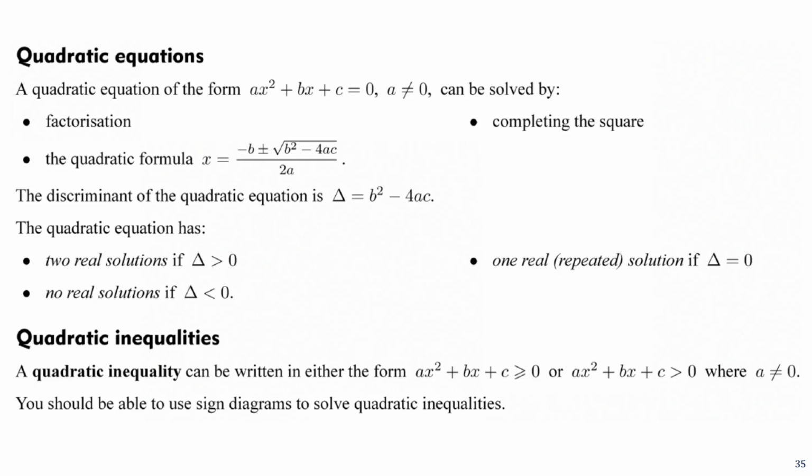And discriminant of the quadratic equation is delta equals b squared minus 4ac. And you can also solve quadratic inequalities in either the form ax squared plus bx plus c greater than or equal to 0, or ax squared plus bx plus c is greater than 0, where a is not 0. Usually you can sketch a graph of this function and find the interval that will satisfy this inequality, right? Or if you don't want to use a sketch of graph, you could also use sign diagram. But personally, I think it's quicker to use a sketch of the graph to check the intervals.